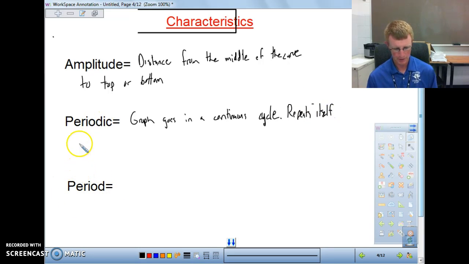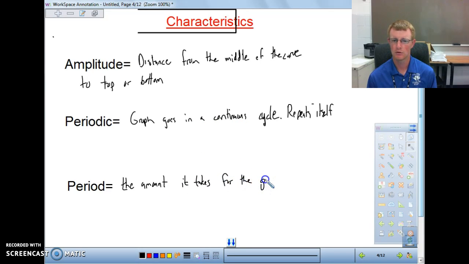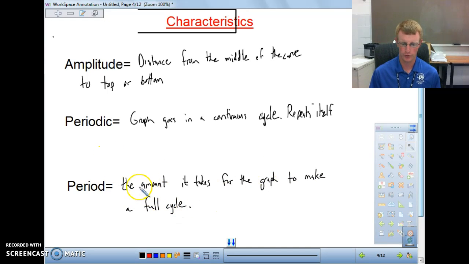And then the period can be defined as, and this is a little bit different, periodic means that it goes over and over and over again. For a period, we're going to call this the amount it takes for the graph to make a full cycle. So the amount it takes for a graph to make a full cycle. And we call it a complete full cycle. And really a full cycle, when you look at that unit circle we deal with, is like a full circle around. But this is going to talk about how long it takes to make one full cycle to get back to where it started. And you'll see that when we start graphing.